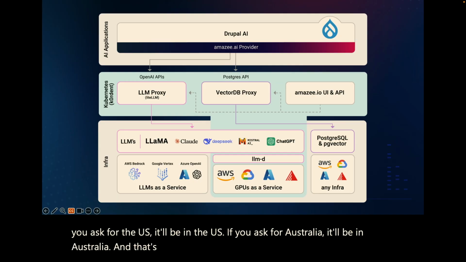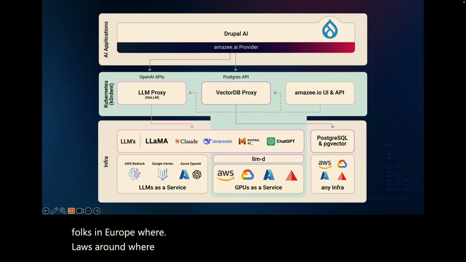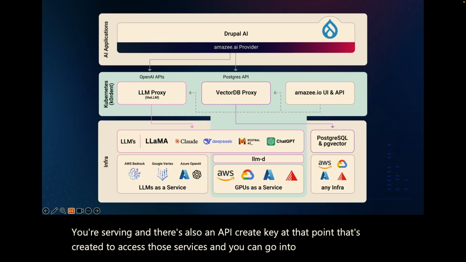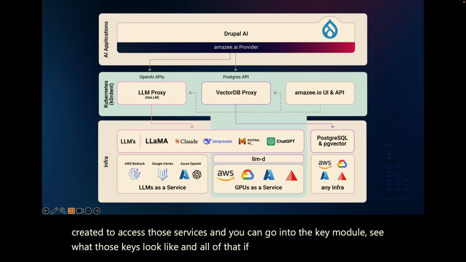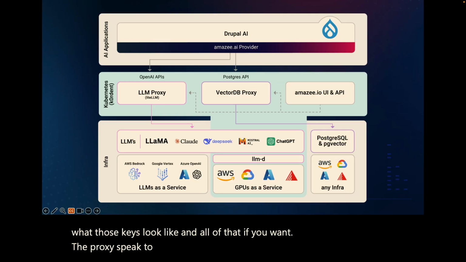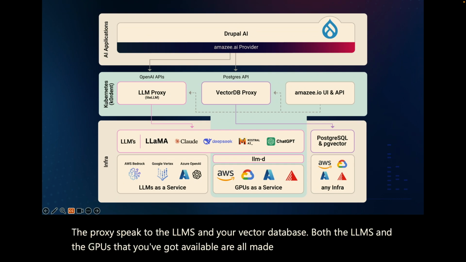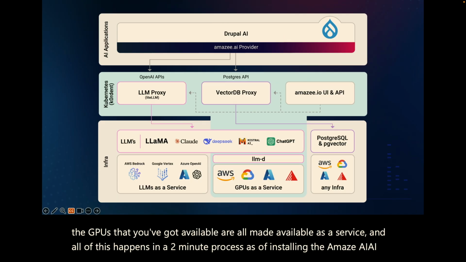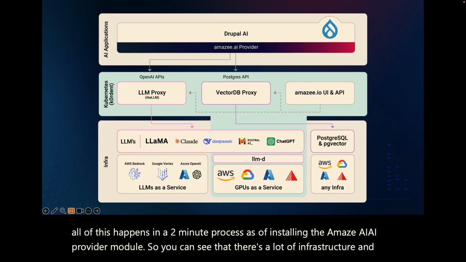And that's less important to us in North America than it is to folks in Europe, where there are laws around where you can store your data. There's also an API key that's created to access those services. And you can go into the key module, see what those keys look like, and all of that if you want. The proxies speak to the LLMs and your vector database. Both the LLMs and the GPUs that you've got available are all made available as a service. And all of this happens in a 2-minute process as of installing the amazee.ai provider module. So you can see that there's a lot of infrastructure and code that goes on in the background.